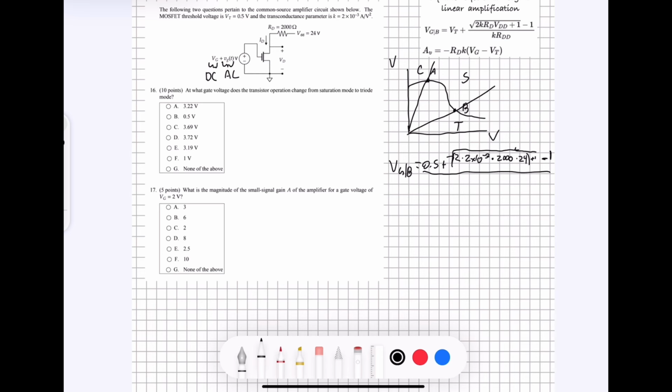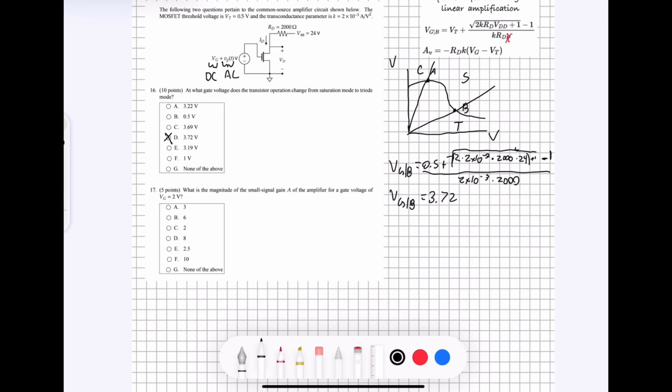And then all of this is over K, which is 2 times 10 to the negative 3, multiplied by RD. Sorry, it's just RD, that's a typo that it's got more than one D in there. Let's cross that out, just RD. And RD is going to be equal to 2,000. All right, so if you solve this equation, you're going to get VGB is equal to 3.72, and that corresponds to answer D for number 16.